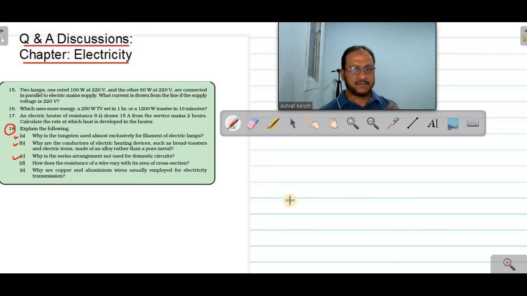Any other point? Only one single switch can be controlled. Yes, in series combination, each device cannot be controlled by a separate switch. If you want to switch on a device, you have to switch on all the devices. If any one switches off, all the devices will stop working. But in parallel, it is possible.